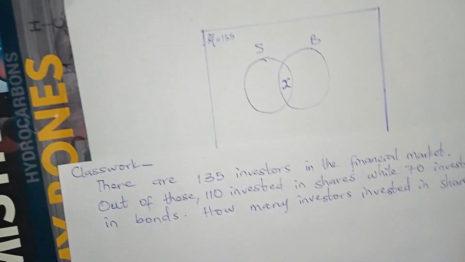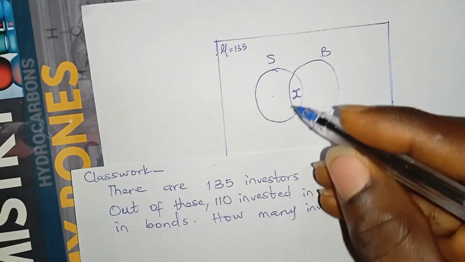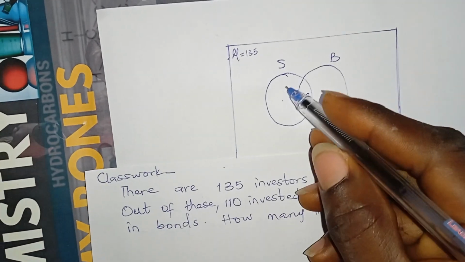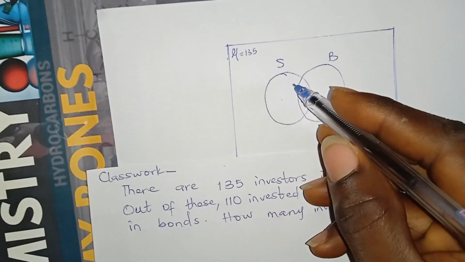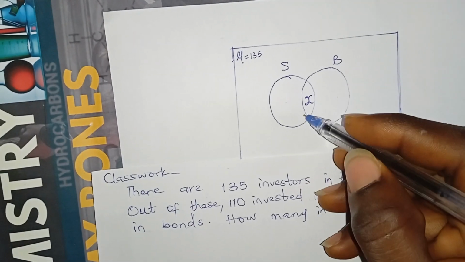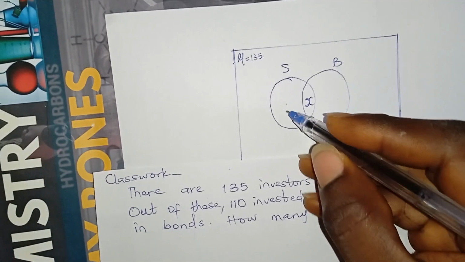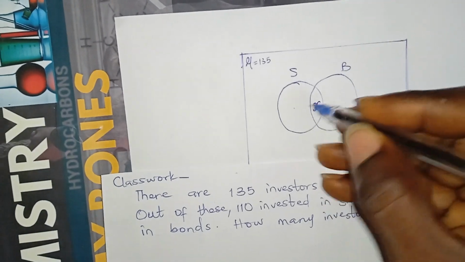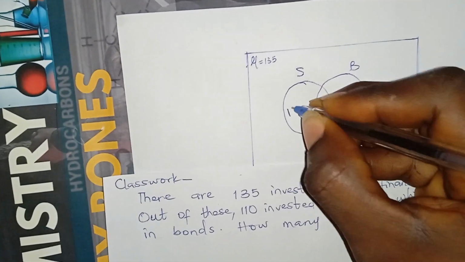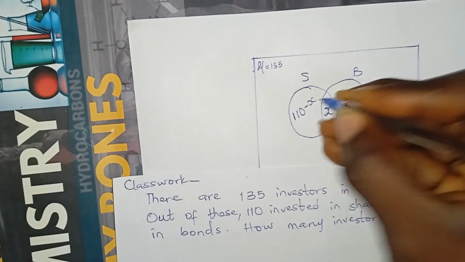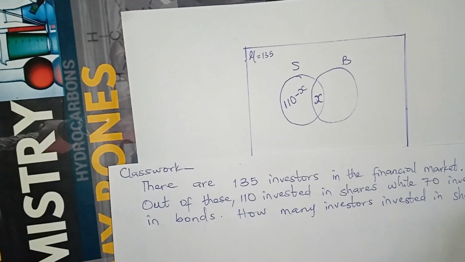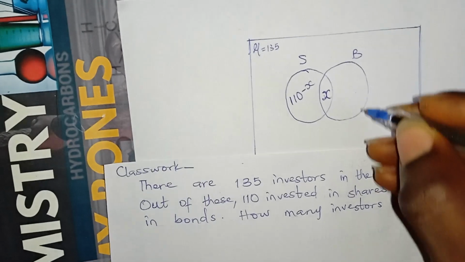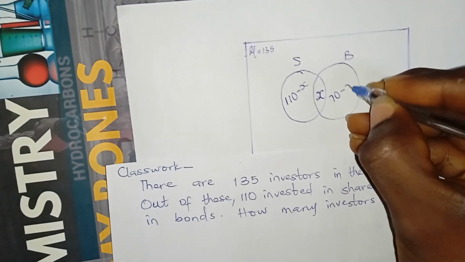Now they say 110 invested in shares. That 110, they did not say only shares. Anything you put on this circle, the remaining part of the circle, should be only for shares. This is what they have in common. So since they did not tell you only, always subtract what they have in common. So I'll put 110 minus X. Now 70 invested in bonds, but they did not say 70 invested in bonds only. So I'll put 70 minus X.